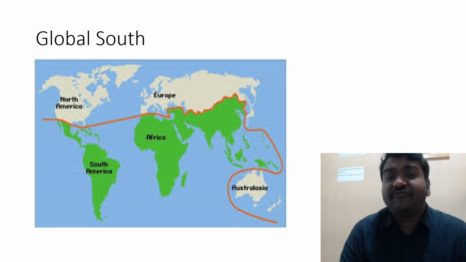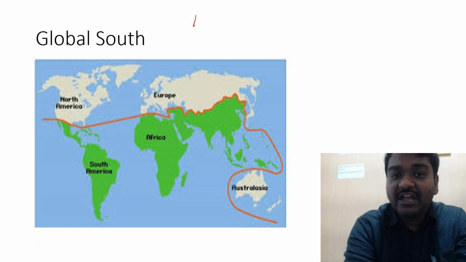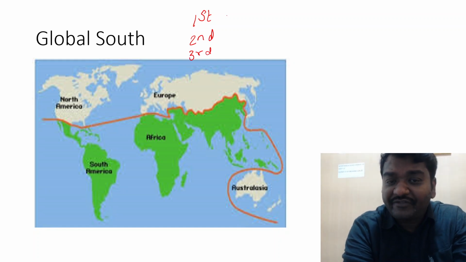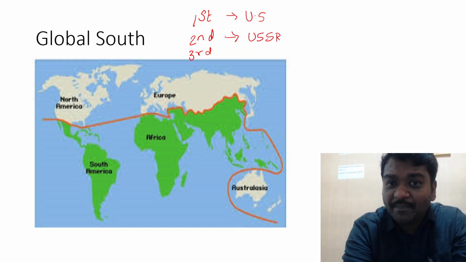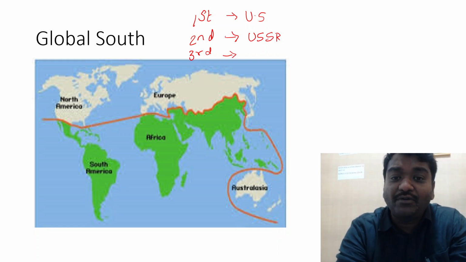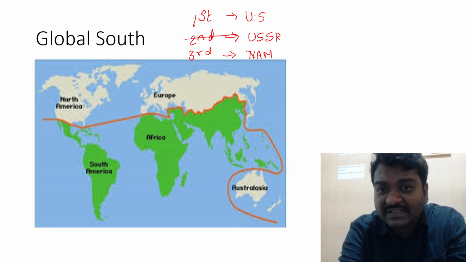Because the world is basically divided in two. Initially, they used to call it first world countries, second world countries, and third world countries, guys. First world countries means US and its friends. Second world countries means USSR and its friends. Third world countries basically means the non-aligned movement, NAM countries. But with the disintegration of USSR, second world countries were removed.